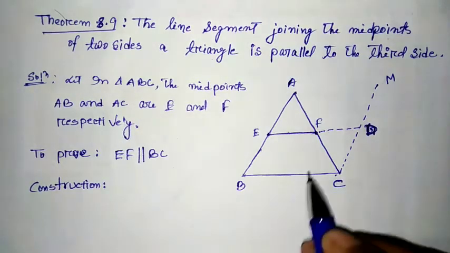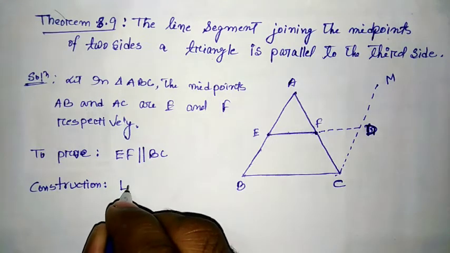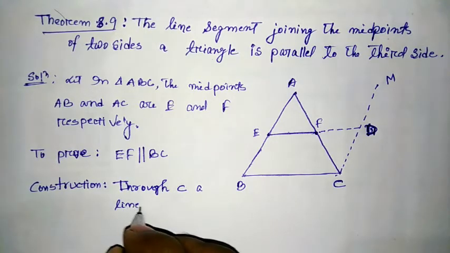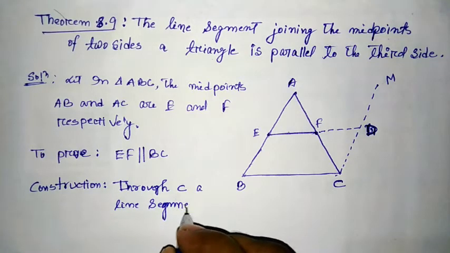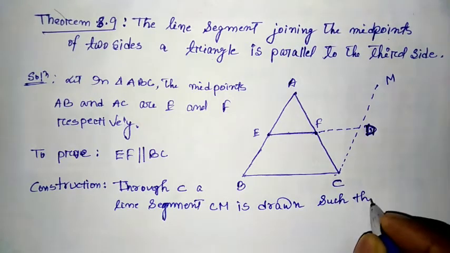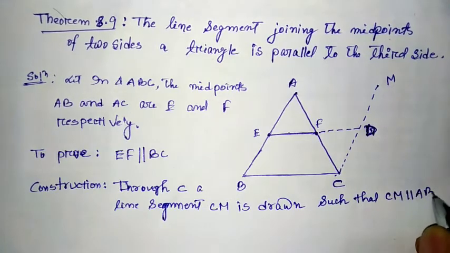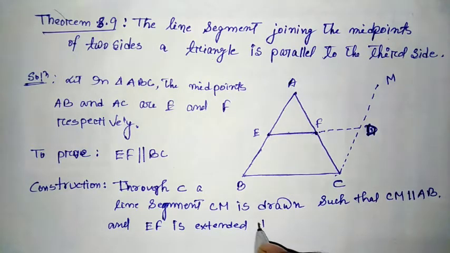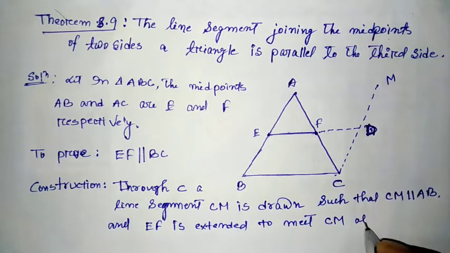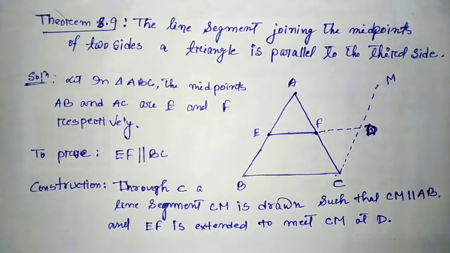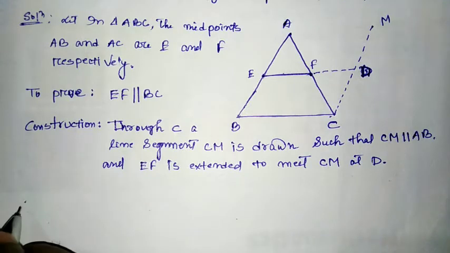Now see, a line segment CM is drawn through C such that CM is parallel to AB, or AB is parallel to CM, and EF is extended to meet CM at D. This is D. EF is extended to meet CM at D. So let's see the proof section.